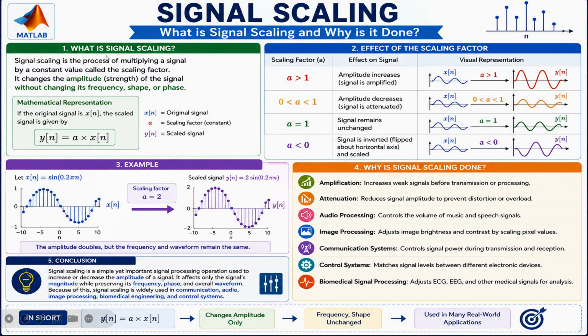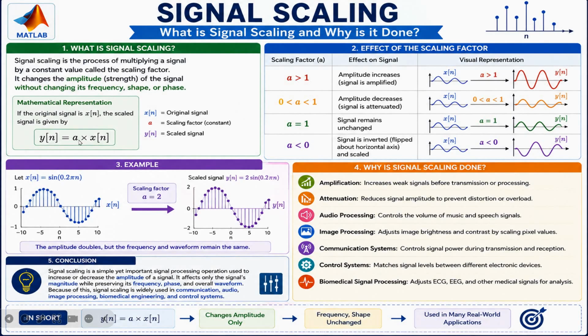Now first we'll see what is signal scaling. Signal scaling is the process of multiplying a signal by a constant value called the scaling factor, which is represented by alpha. And it changes the amplitude, that is the strength of the signal, without changing its frequency, shape or phase. So in signal scaling, only the amplitude is changed. There is no change in frequency, shape or phase.